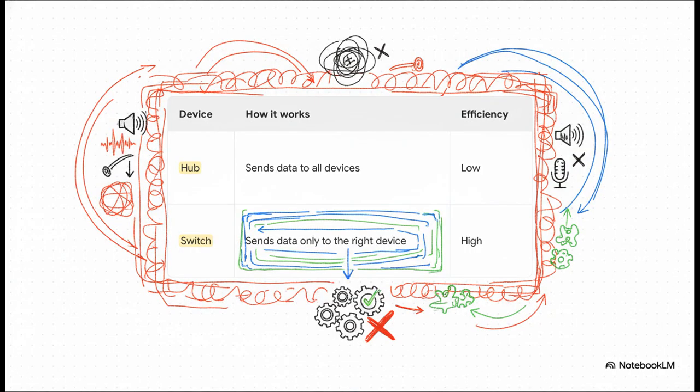And that difference in efficiency, it's everything. Because a hub shouts, only one device on that network can talk at a time, otherwise it just becomes a chaotic traffic jam. But a switch creates these private, direct lines, so multiple conversations can happen all at once, at full speed. This is exactly why your home network doesn't grind to a halt when one person is gaming, another is on a video call, and someone else is streaming a movie.